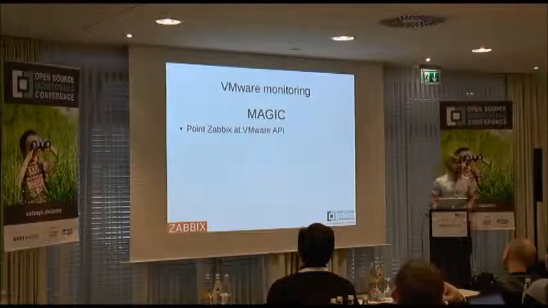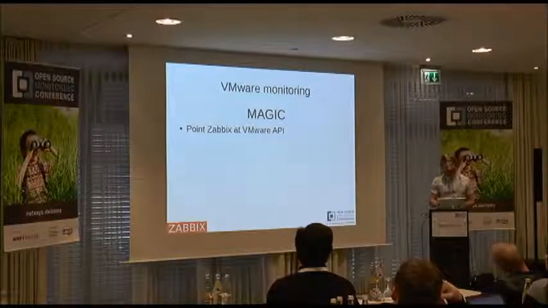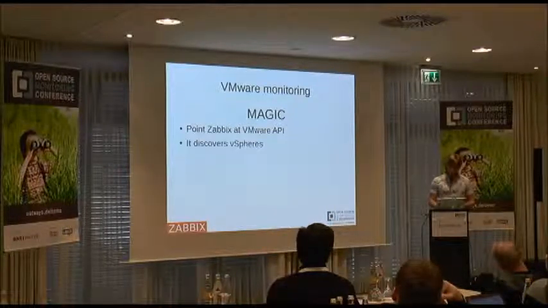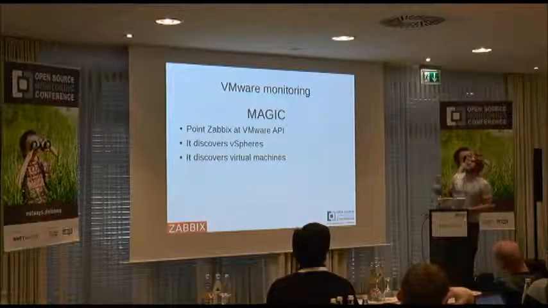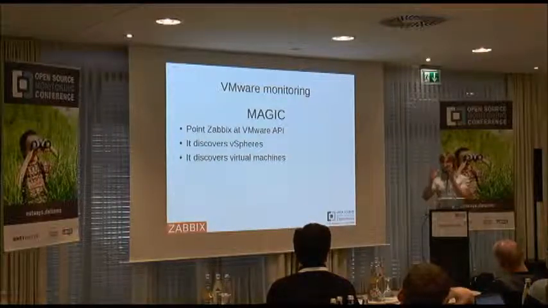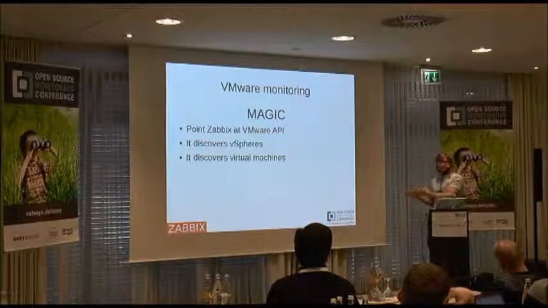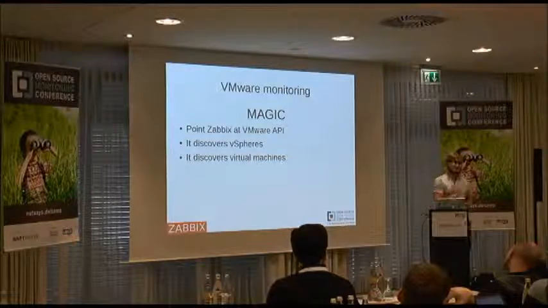If I were to provide a bit more detail, then it's using the VMware API. That can be either a vSphere or a vCenter. So if you point it at a vSphere, it just discovers virtual machines. If you point it at a vCenter, it discovers the vSpheres and then all the virtual machines on all of them. And it monitors, obviously, the VMs and also the vSpheres.